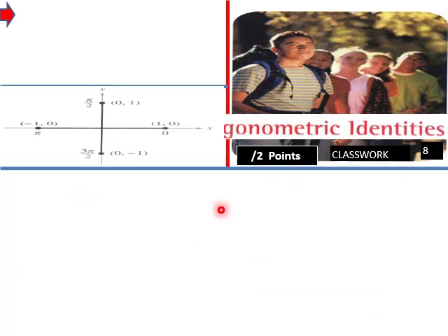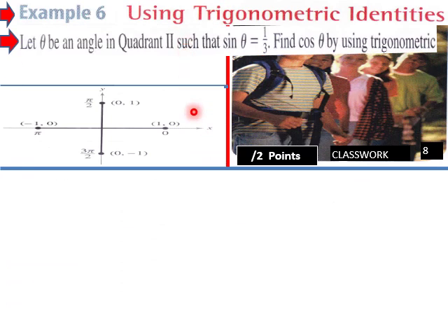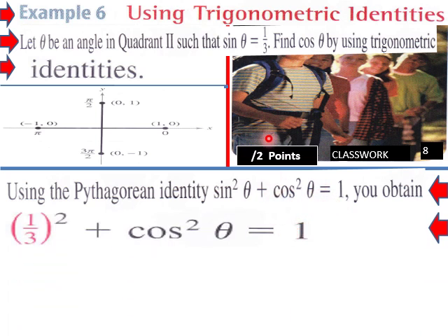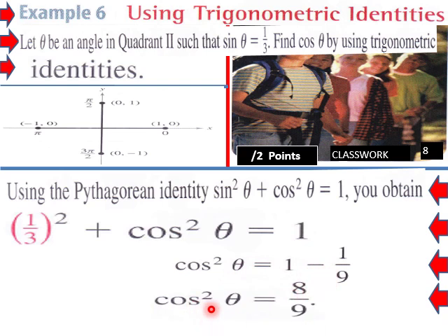Let's try another example here. Using trigonometric identities, let theta be an angle in quadrant 2 such that sine theta equals 1/3, so we're over in here in this quadrant here. Find cosine theta by using trigonometric identities. So using the Pythagorean identity, sine squared theta plus cosine squared theta equals 1. And we know sine theta equals 1/3, so we just square 1/3 and then we solve here. Cosine squared theta equals 1 minus 1/9. Cosine squared theta equals 8/9.